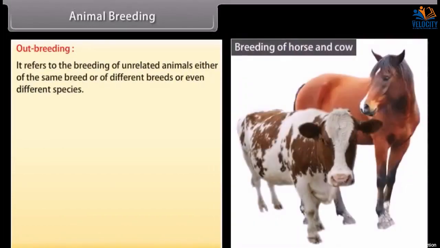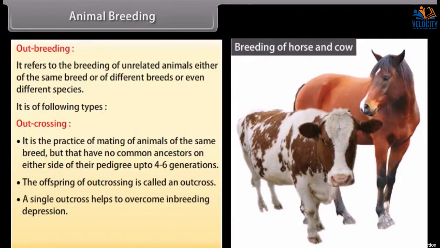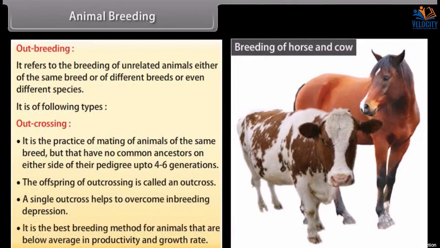Outbreeding. It refers to the breeding of unrelated animals, either of the same breed or of different breeds or even different species. It is of the following types. Outcrossing. It is the practice of mating of animals of the same breed, but that have no common ancestors on either side of their pedigree up to 4 to 6 generations. The offspring of outcrossing is called an outcross. A single outcross helps to overcome inbreeding depression. It is the best breeding method for animals that are below average in productivity and growth rate.